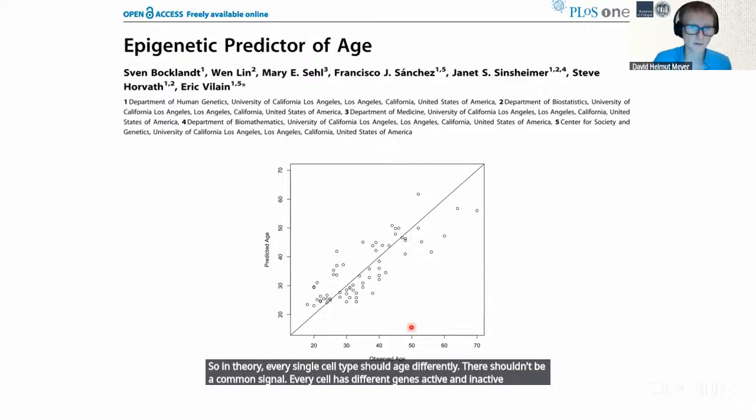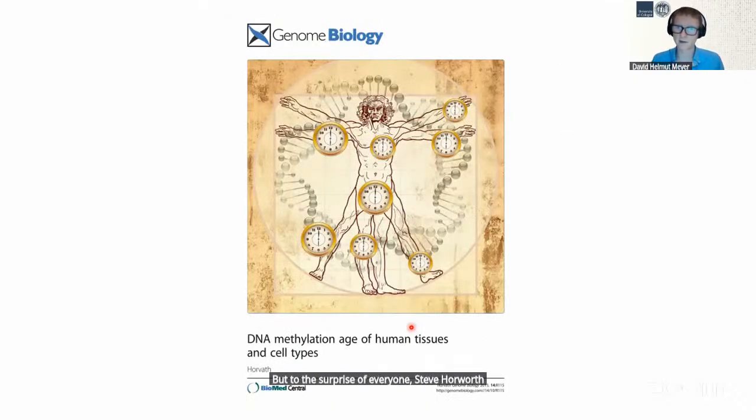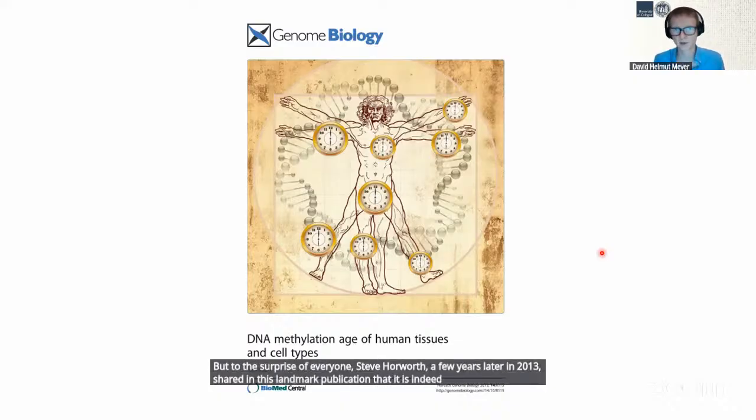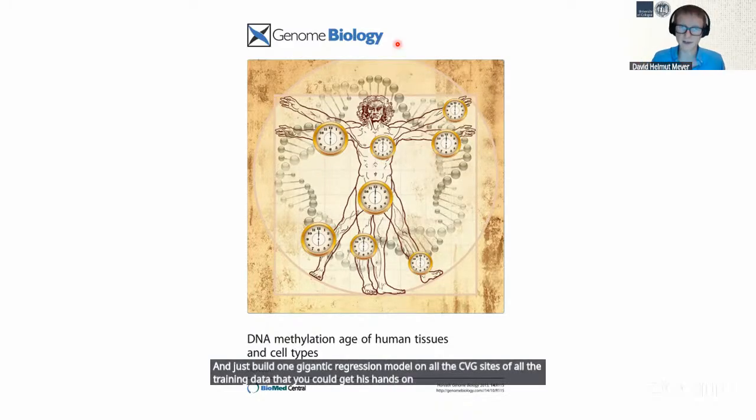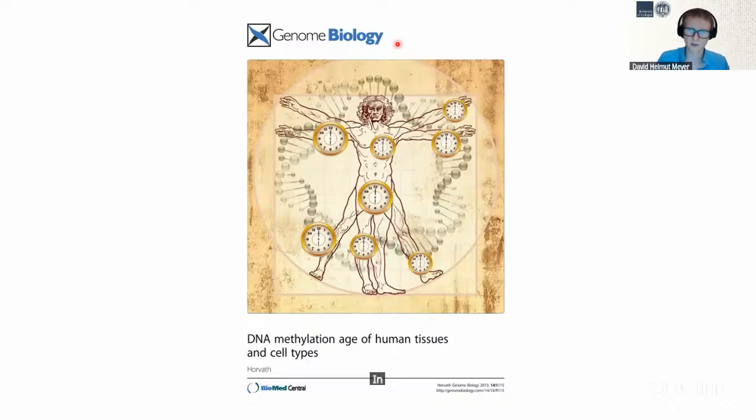But to the surprise of everyone, Steve Horvath, a few years later in 2013, showed in this landmark publication that it is indeed possible. He showed that he can use one single clock that is able to predict the chronological age of an individual irrespective of his cell type. He just did this by accumulating all the data that there is and building one gigantic regression model on all the CpG sites over all the training data that he could get his hands on. And he showed that it is indeed possible. There is a common signal in the DNA methylation data.